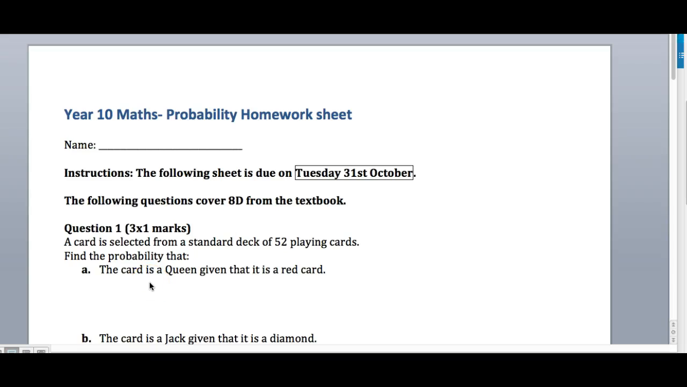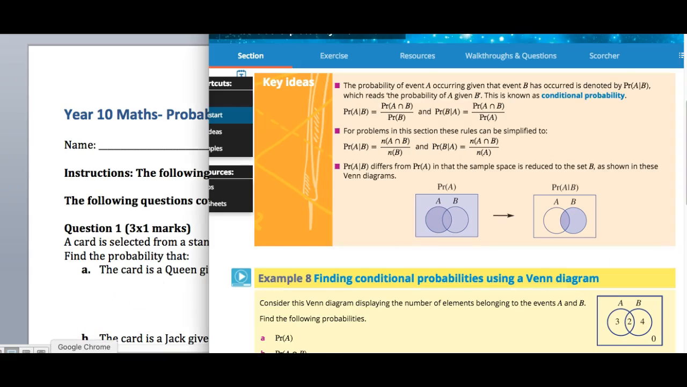All right, in this video, we're going to go through the solutions of the second homework sheet. So this covers 8D, which is conditional probability. Make sure you are familiar with the conditional probability formula. Basically the probability of A given B equals the probability of A and B over B.